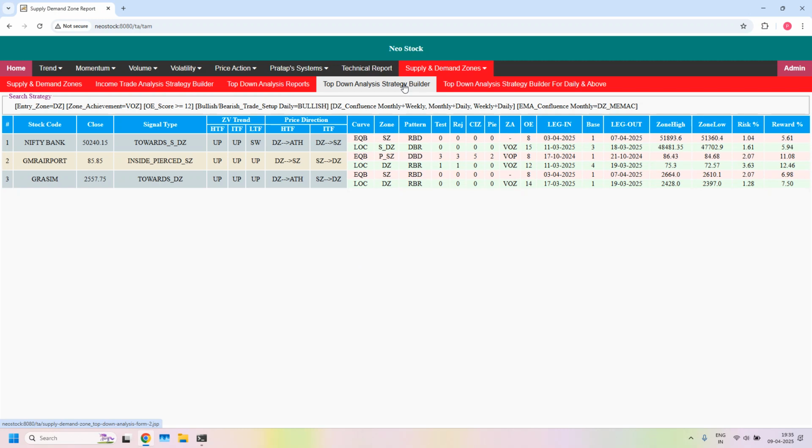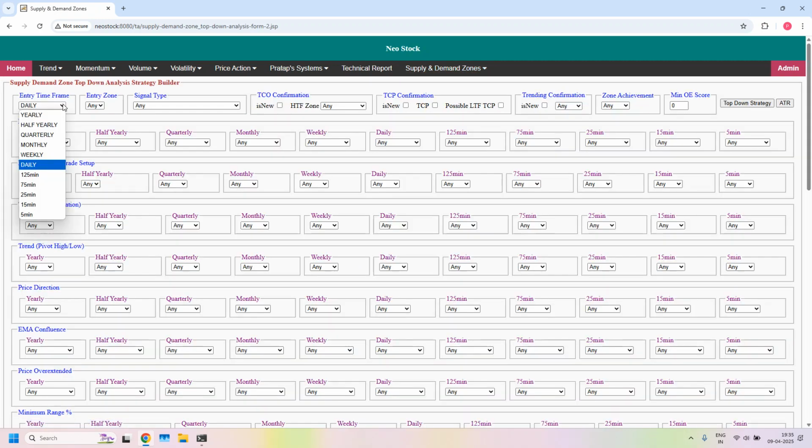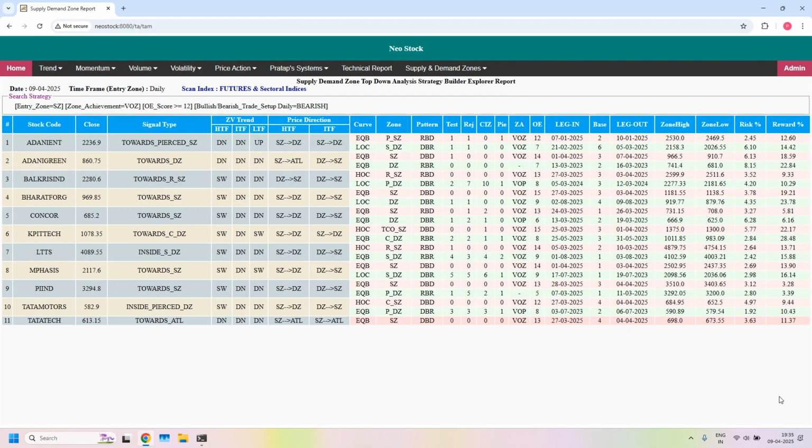In bearish trade setup monthly income trade, entry time frame daily, entry zone supply zone, bullish or bearish trade setup at daily time frame, I am selecting bearish, zone achievement VOZ, minimum odd enhancer score 12. Let's filter. We got 11 stocks. These 11 stocks are at present supporting bearish trade setup for monthly income trade. And entry time frame zones are daily supply zones. We have 11 daily supply zones.